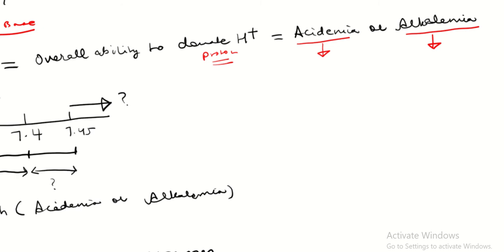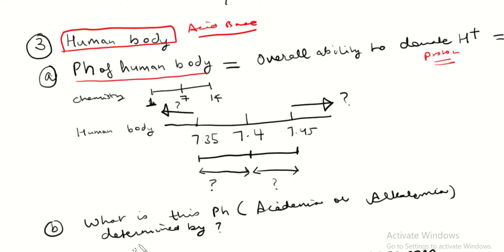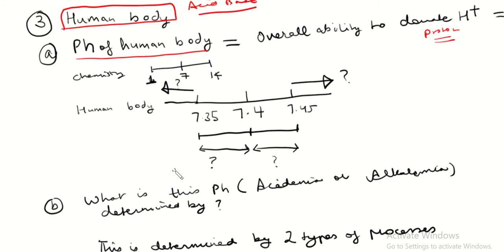I'm going to change colors here. Okay, or I could have an overall ability to accept protons, and that could be alkalemia. Okay, you guys with me on this? So that's acidemia and alkalemia. Now, this is the chemistry of the body of the acids that we just looked at. 1, 7, and 14. Remember pH?